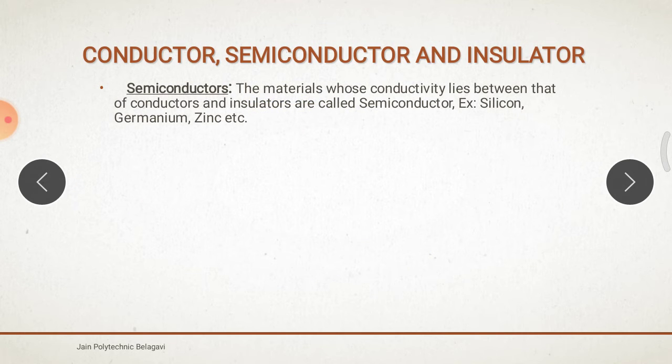Next we will see semiconductors. The materials whose conductivity lies in between that of conductors and insulators are called semiconductors. Examples: silicon, germanium, etc. What does it mean to lie between conductors and insulators? Initially, it does not allow the electric current to pass through it. But if you apply some voltage, and exceed a certain voltage depending on the rating and material of that semiconductor, then it will allow the electric current.